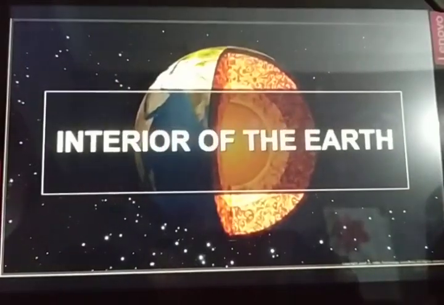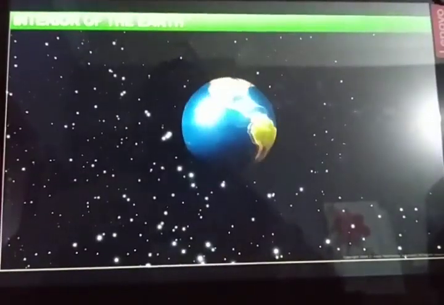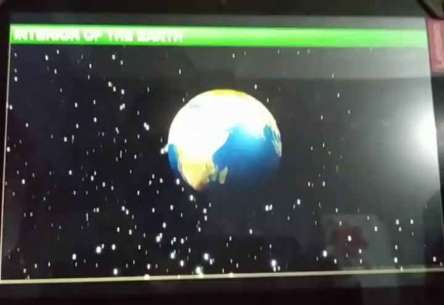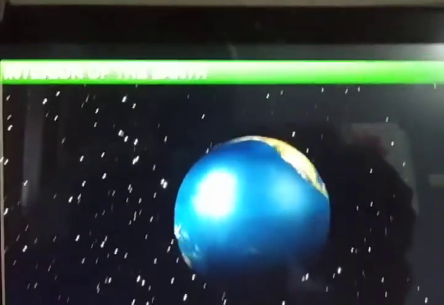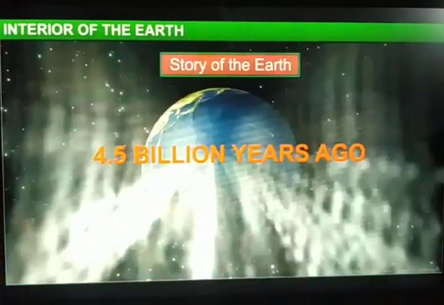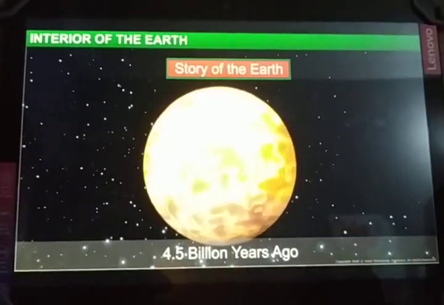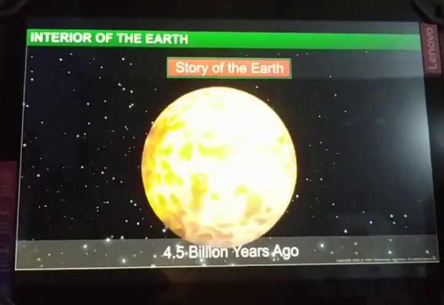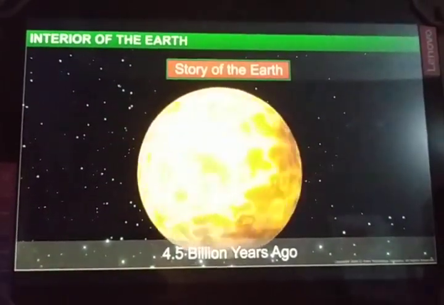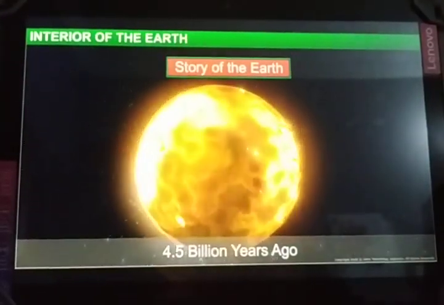In this module, you will learn about the internal structure of the Earth. To understand the structure of the Earth, first, let's get a background on how the Earth was formed. It happened 4.5 billion years ago. The Earth then was nothing like what it is today. The Earth started off as a round ball of homogeneous, molten material revolving around the Sun.